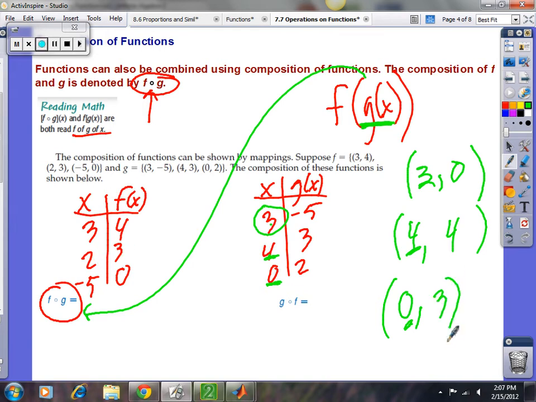So there's your answer. F compose g. I'm taking these two functions and I'm combining them into one. 3, 0, 4, 4, 0, 3.